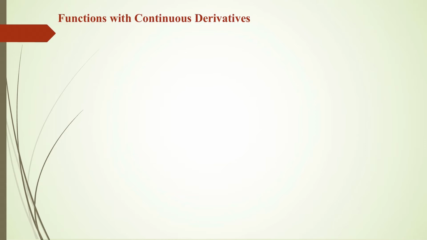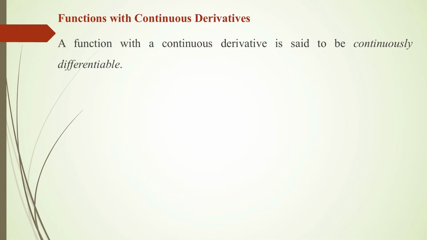Another example for a subspace of F(-∞, ∞) is functions with continuous derivatives. A function with continuous derivative is said to be continuously differentiable. Suppose f is a function from (-∞, ∞) to R, and the function f prime, from (-∞, ∞) to R, is continuous.